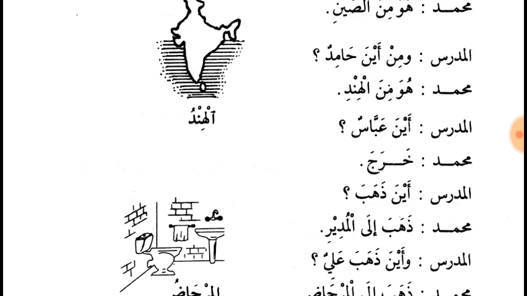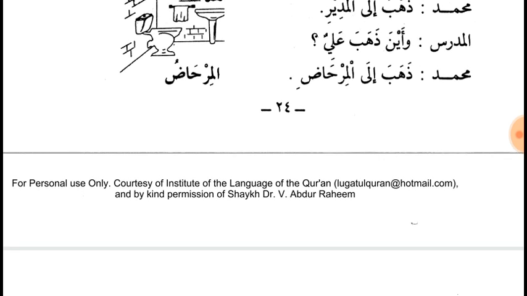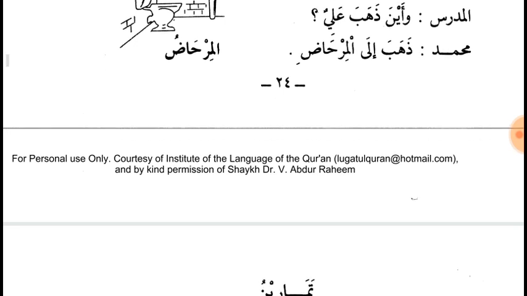He went to the headmaster. Wa aina dahaba Ali? Where did Ali go? Dahaba ila al-mirhabi. He went to the toilet. Okay. Then we have tamarin, exercises. Ajib anil as'ilatil atiya. Answer the following questions.